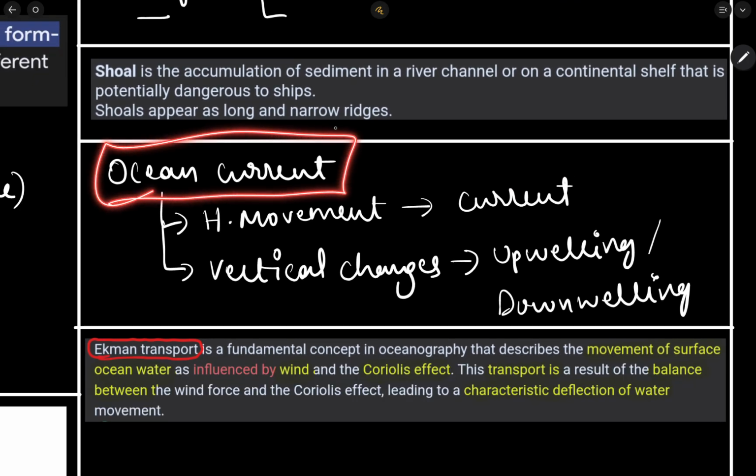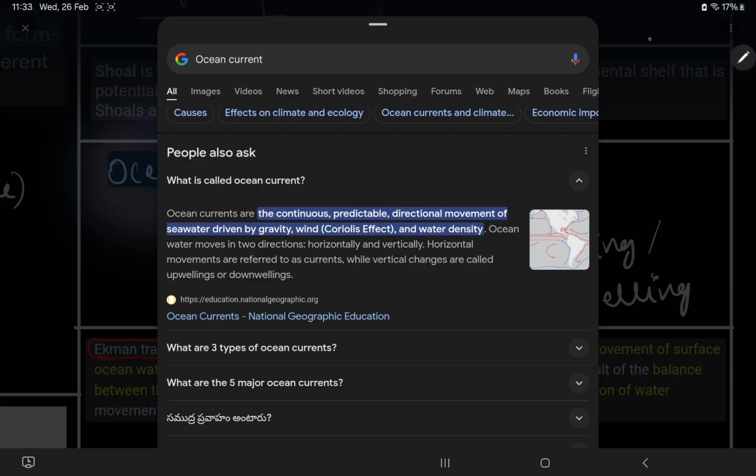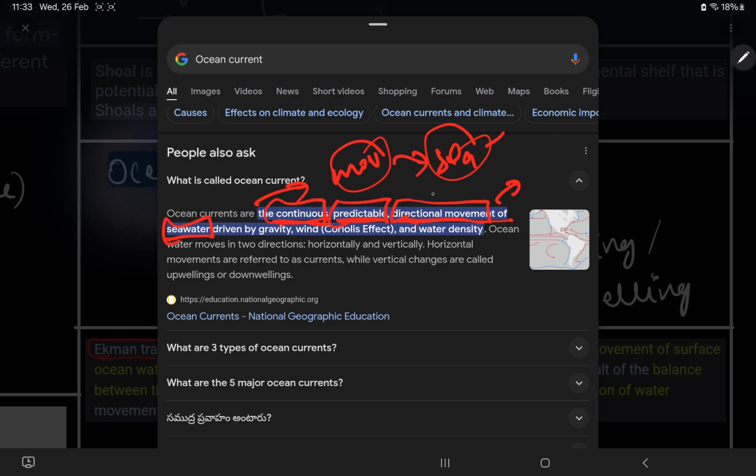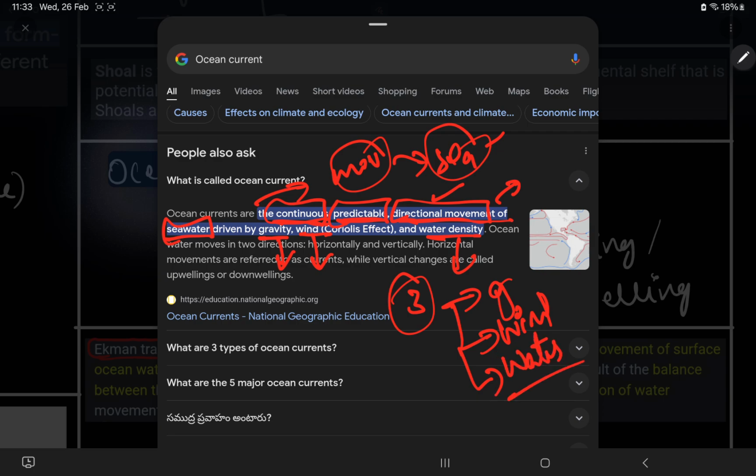Next we have the ocean current. Ocean current is nothing but the continuous predictable directional movement of seawater. The movement of the seawater is known as the ocean currents. And this is a definition which we need to remember, because it's continuous and also predictable, and it is a directional movement driven by gravity, wind and water density. So there are three components. One is gravity, one is wind, and one is water density. These three things we need to remember.